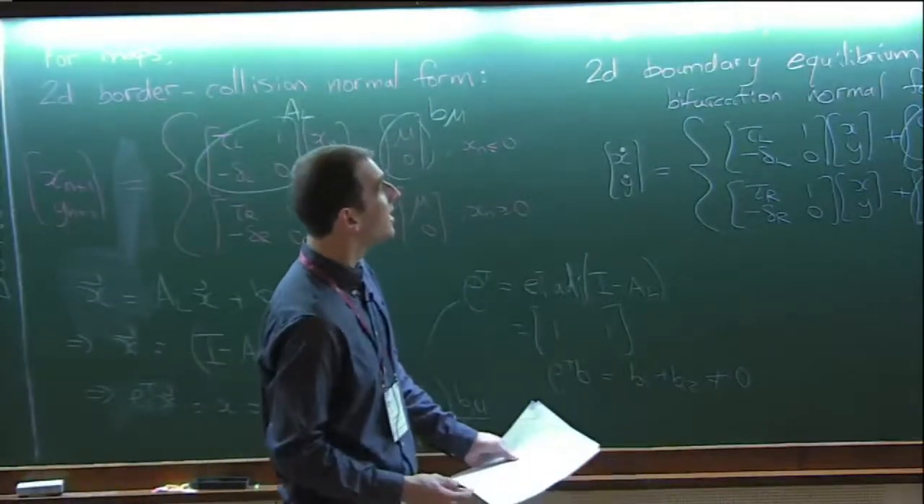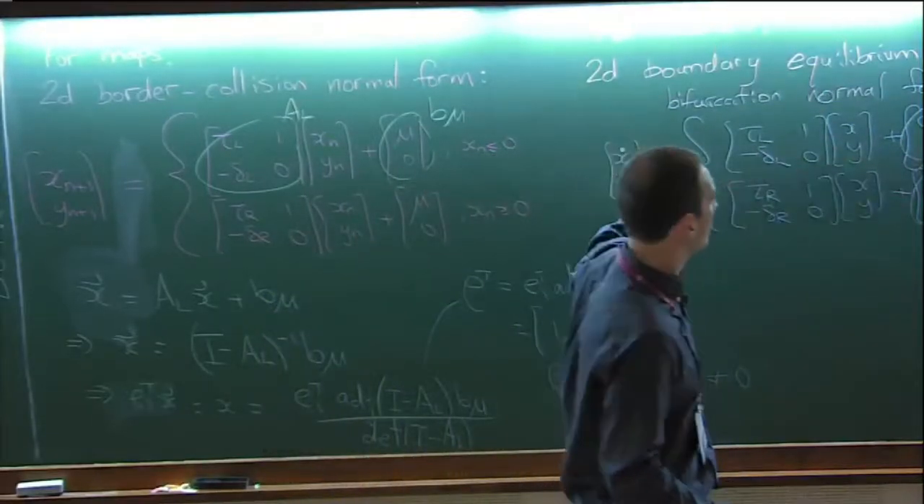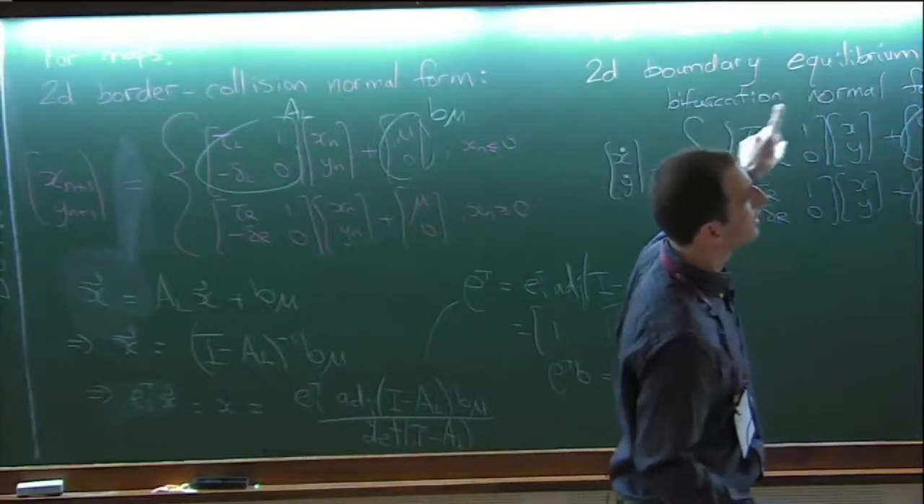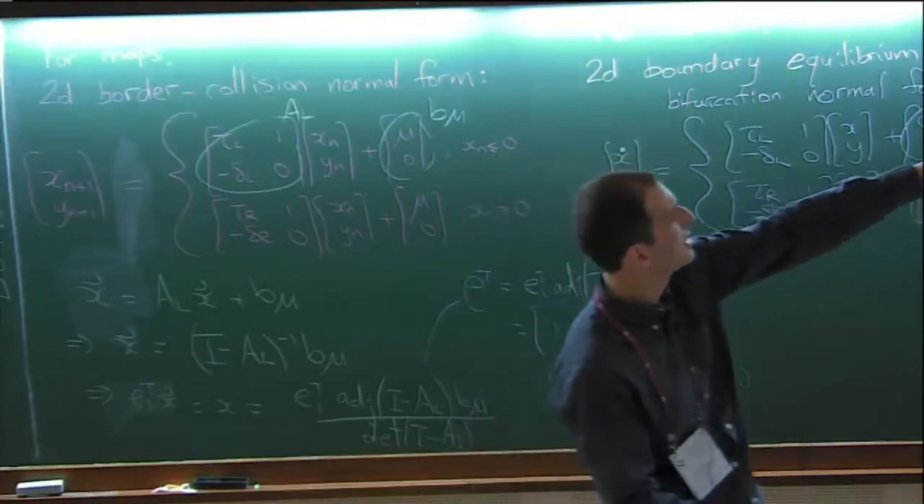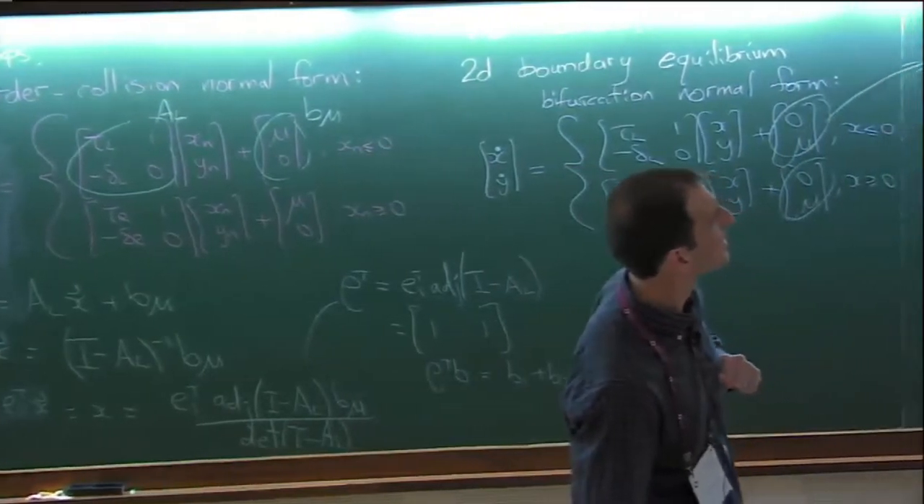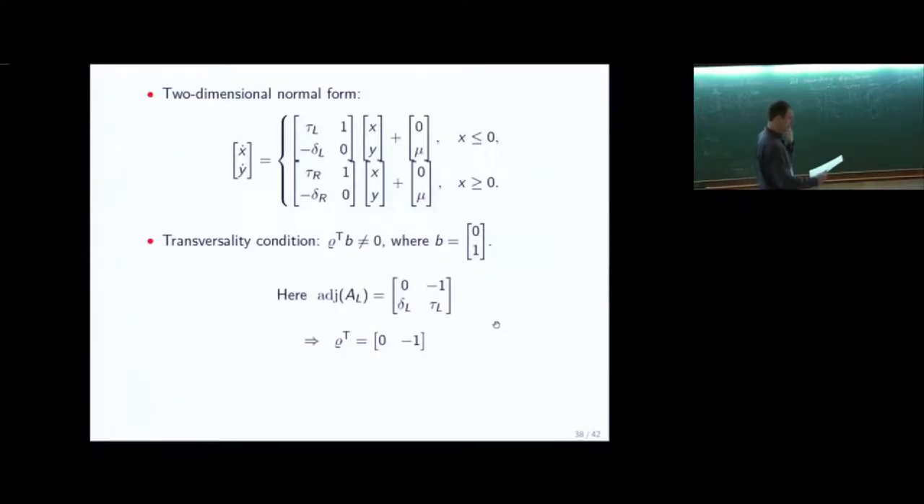Okay, that's enough about that. I want to give some description of what the dynamics of the boundary equilibrium bifurcation normal form can do. There are lots of possibilities. You've got four parameters in addition to mu to play with. So we'll just look at one scenario today. We'll look at the case that matrix AL is an unstable focus and matrix AR corresponds to a stable focus.